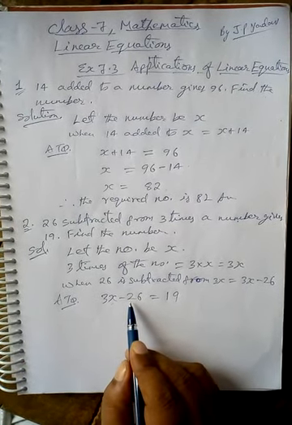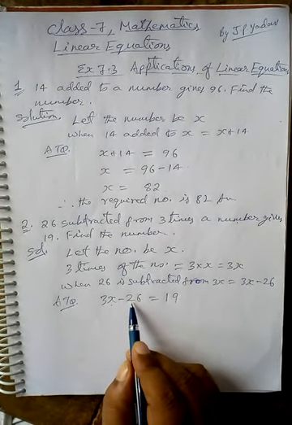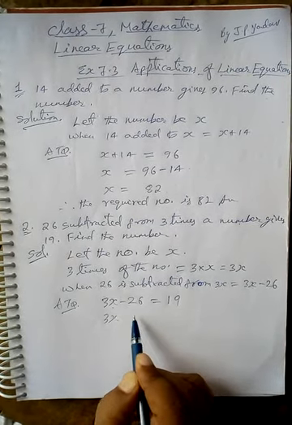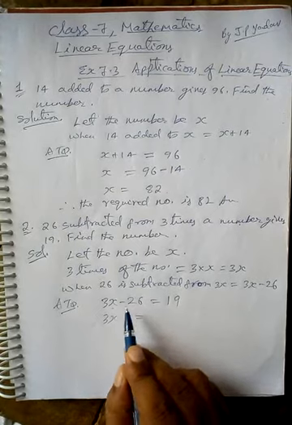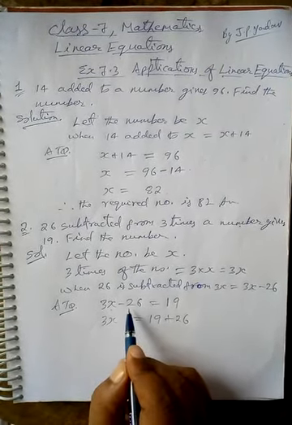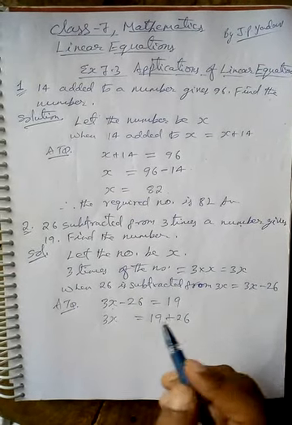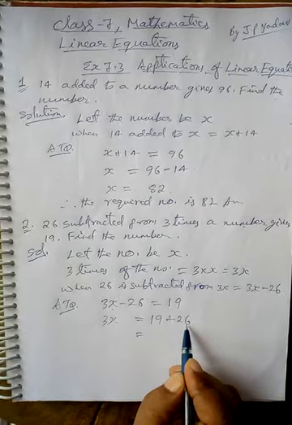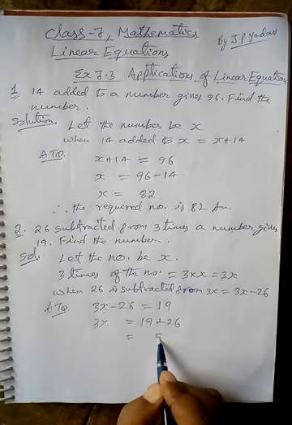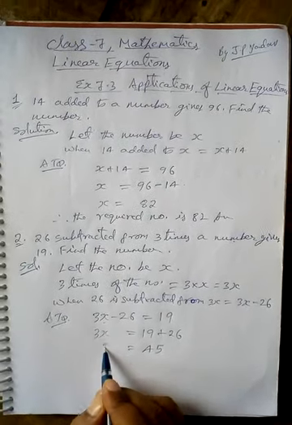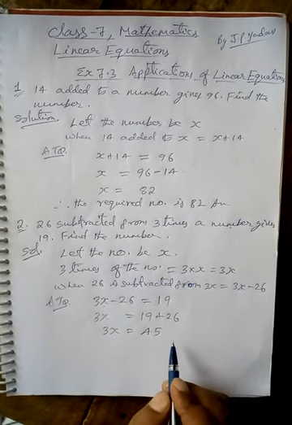First you transpose the plus and minus terms to the other side. So transpose 26 from the left hand side to the right hand side. It becomes positive because on the left hand side it is negative. When we transpose it to the right hand side, it becomes positive. Now add the numbers. 9 and 6 is 15. Carry 1, 3 and 1, 4. We get 45. That is 3x equals 45.